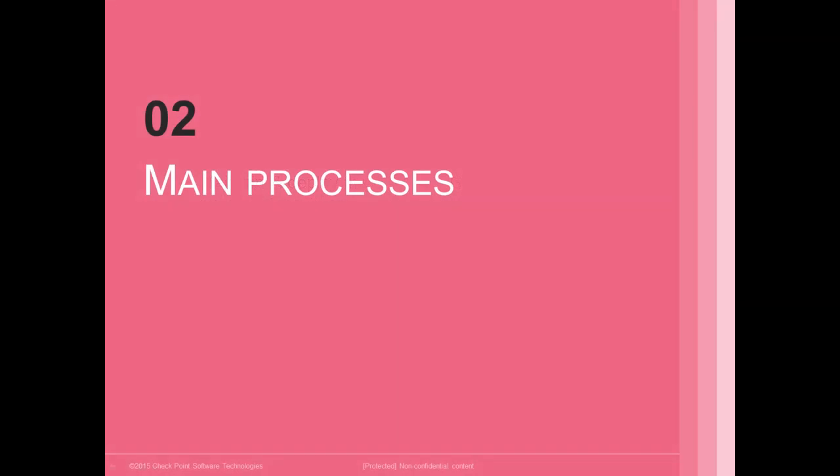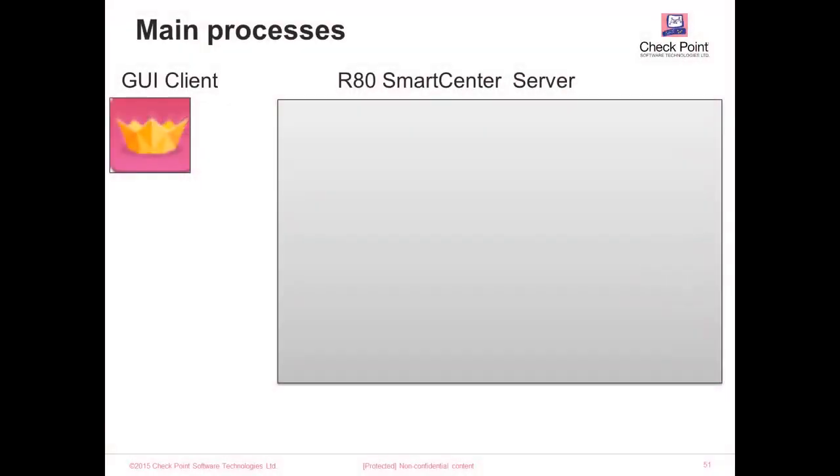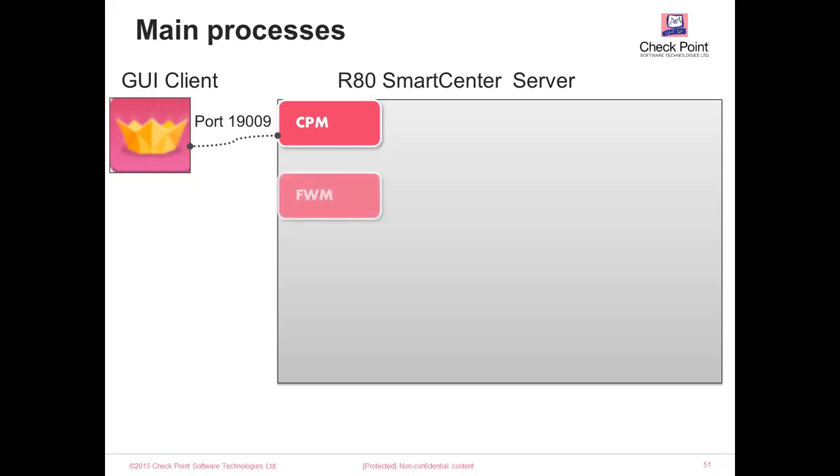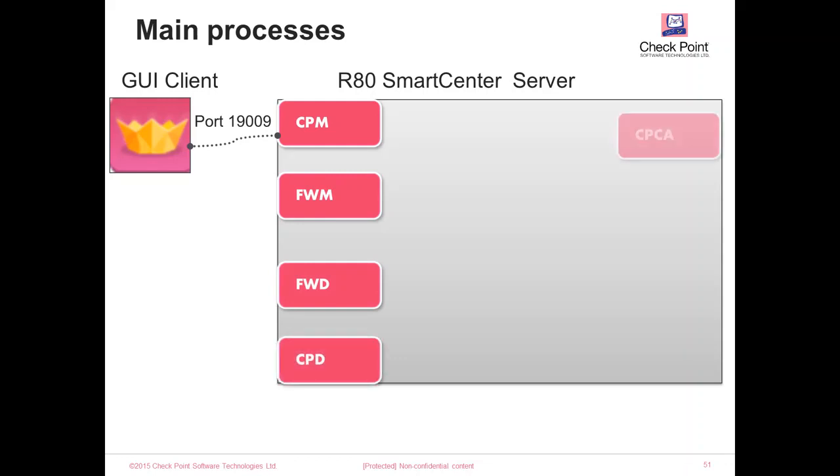Let's continue with the main processes inside the next generation security management based on R80. So we have our GUI client. The GUI client communicates over a new port, TCP 19009, towards a new process called CPM. Then we of course have the traditional processes like FWM, FWD, CPD, CPCA for Certificate Authority, and CPWatchdog. I'm not going to cover all these old processes. There is more information hidden inside the slide deck for self-study.